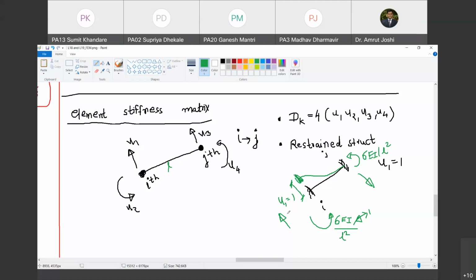Yes, sir. So what are these reactions? How do we calculate these reactions? We add these two moments. So how much is it? 12 EI upon L square. Do you agree? Yes, sir. And then we divide once more by L. So these reactions will be 12 EI upon L cube. Are you with me? Yes, sir.